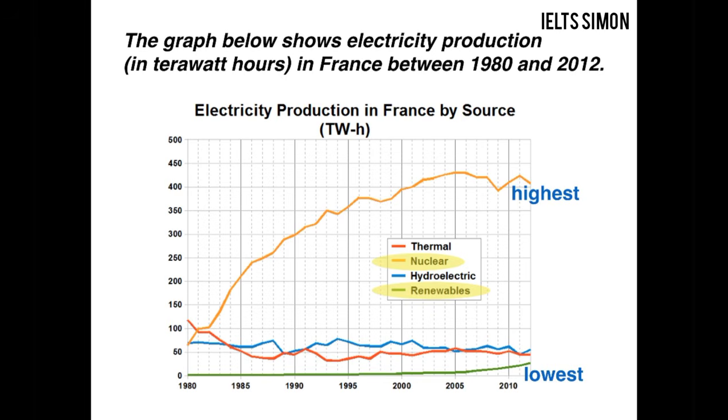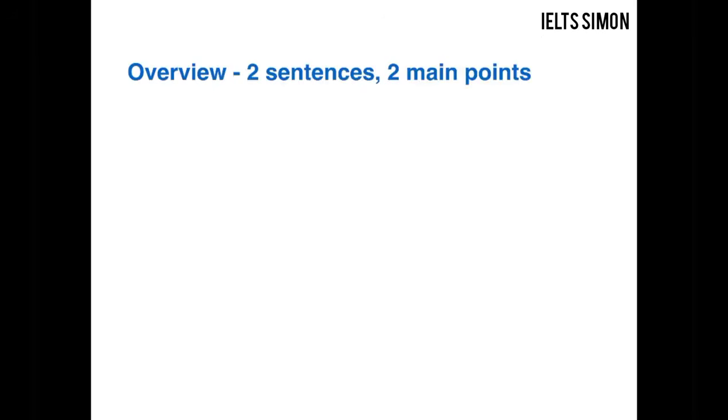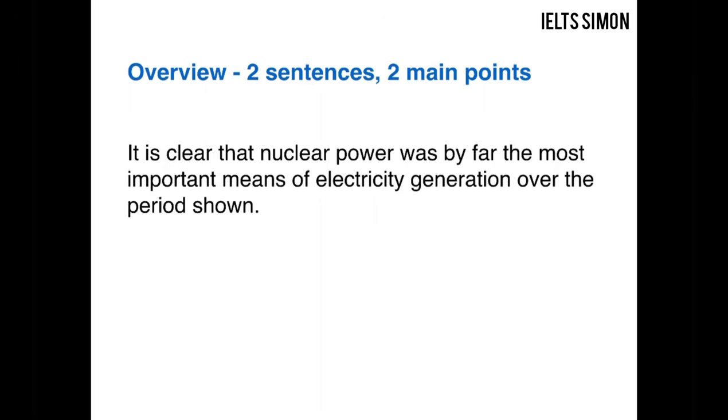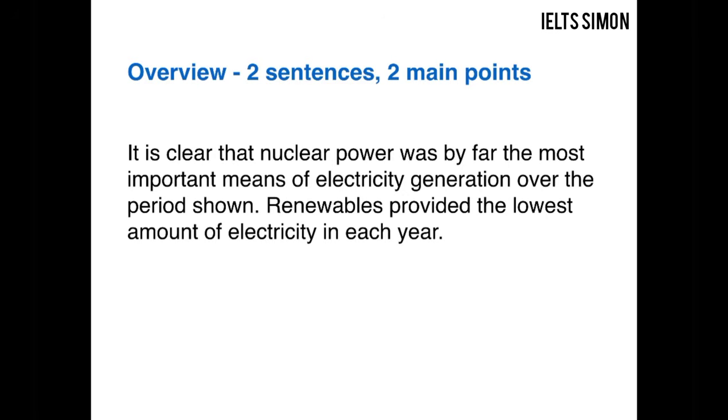Let's write up in 2 sentences those 2 main points. First sentence about nuclear power being the highest. It is clear that nuclear power was by far the most important means of electricity generation over the period shown. Notice that I've made it a bit nicer than just saying nuclear power was the highest. I've said most important means of electricity generation. That's a good phrase. The second sentence was going to be about the renewables being the lowest. Renewables provided the lowest amount of electricity in each year. And that's my overview finished.